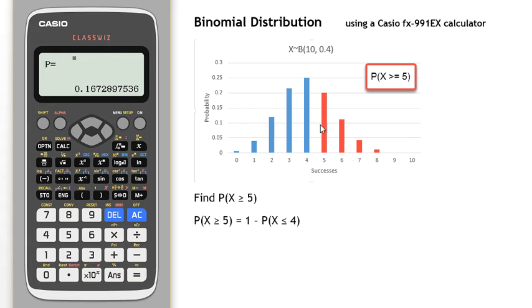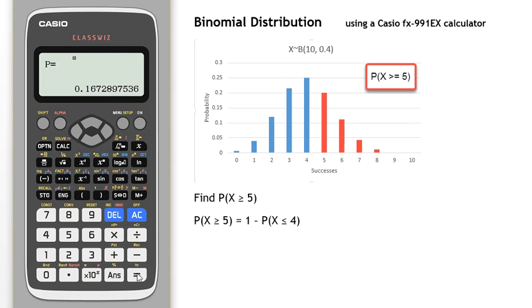We'll now find a probability at the other end. So we're looking for the probability that X is greater than or equal to 5. Now the cumulative distribution is set up to go up to a particular figure, not above a particular figure. So to get the probability that X is greater than or equal to 5, I strip out the bit I don't want. It's 1 minus the probability that X is less than or equal to 4.